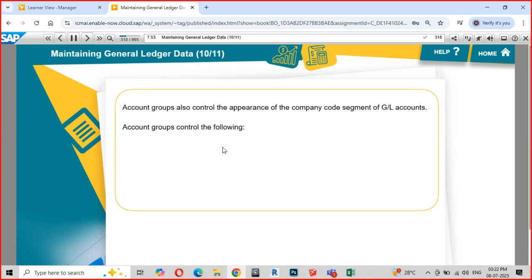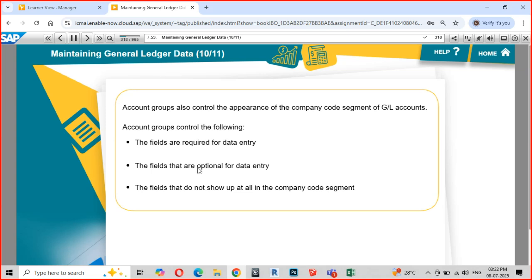You may not necessarily be in a position to. Okay. So there is a concept of fields that are required for data entry and fields that are optional. Okay, don't worry, I'll come back to that.